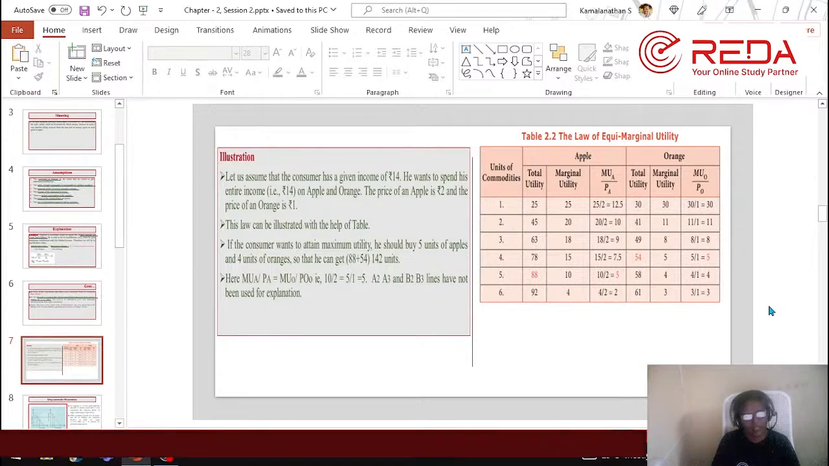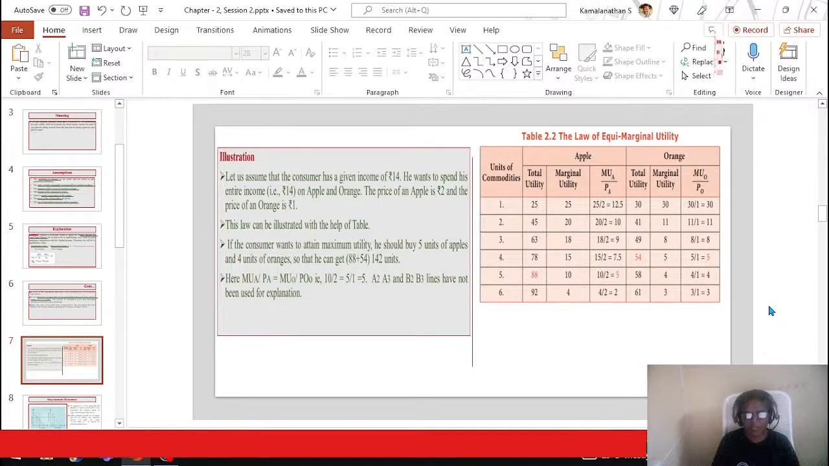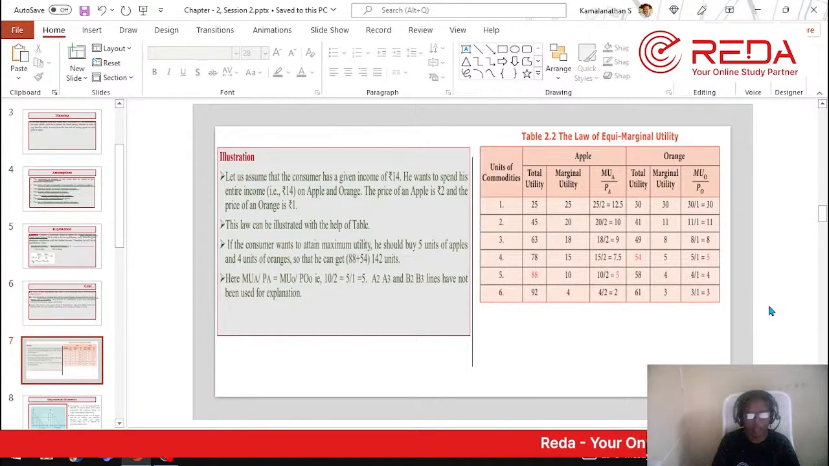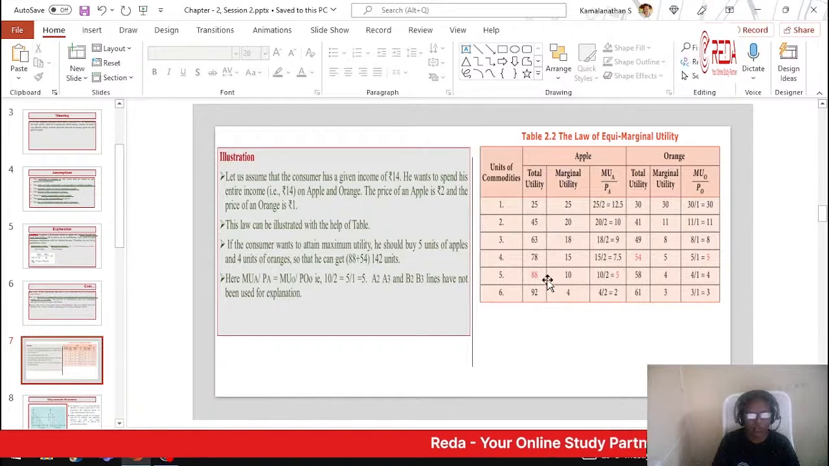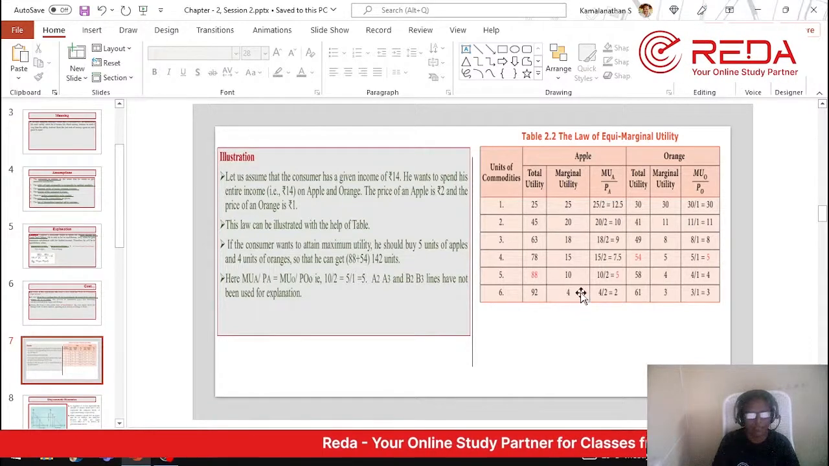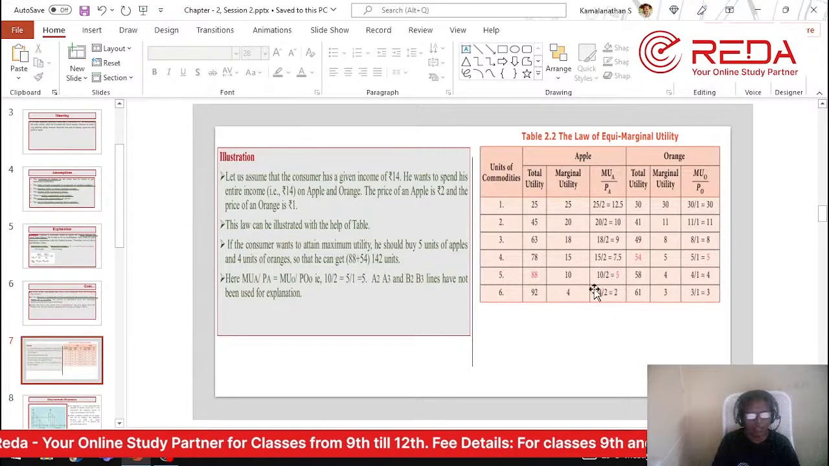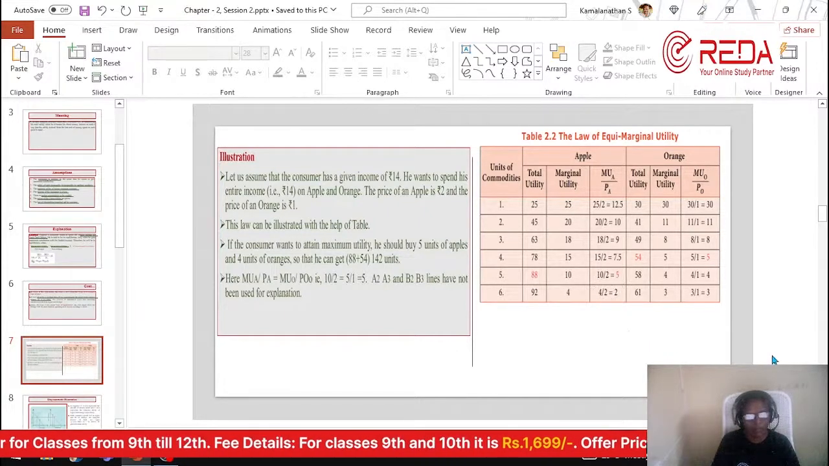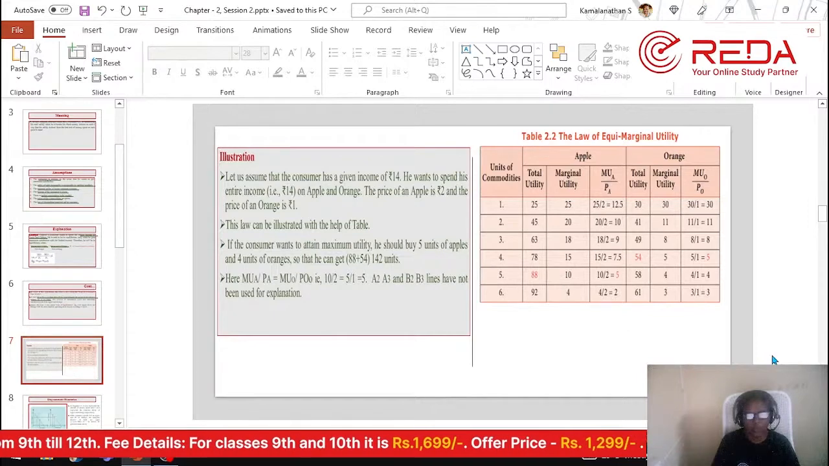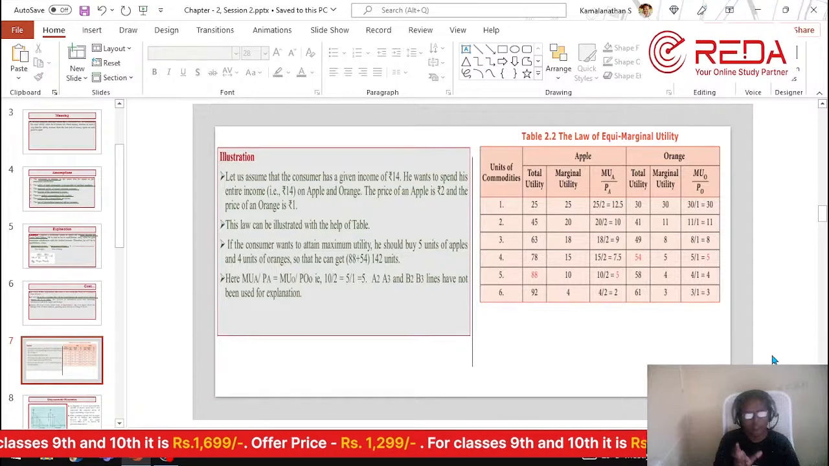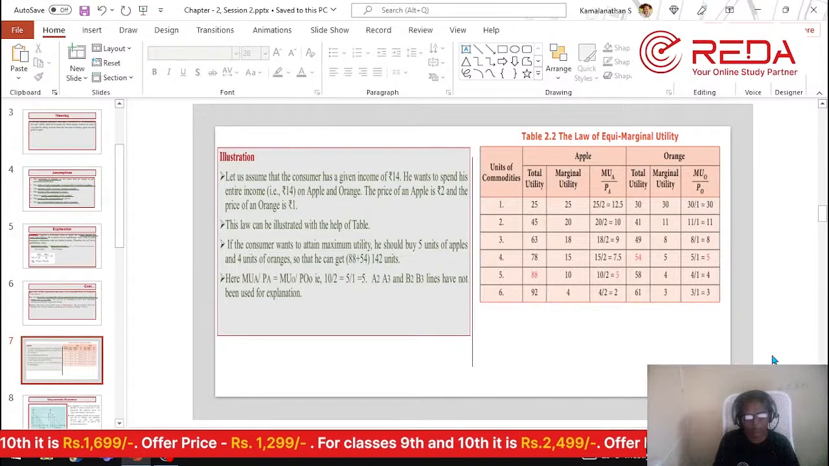Then with the consumption of 6 apples, the consumer will get 92 total utility, and the marginal utility is 92 minus 88, which is 4. Here the marginal utility of the consumption of apple is 4 by 2 equals 2. Now this is the entire picture of the consumption of apple.